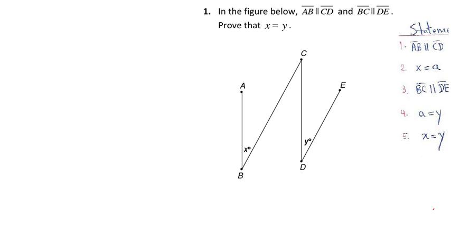So to start the proof, we would identify the conclusion. This is the conclusion that we want to get at the end. We want to get that X is equal to Y. So this is the conclusion. This should be our last statement in the proof. So take a look at the givens. This is the information that is given to us, and this is what we have to prove.